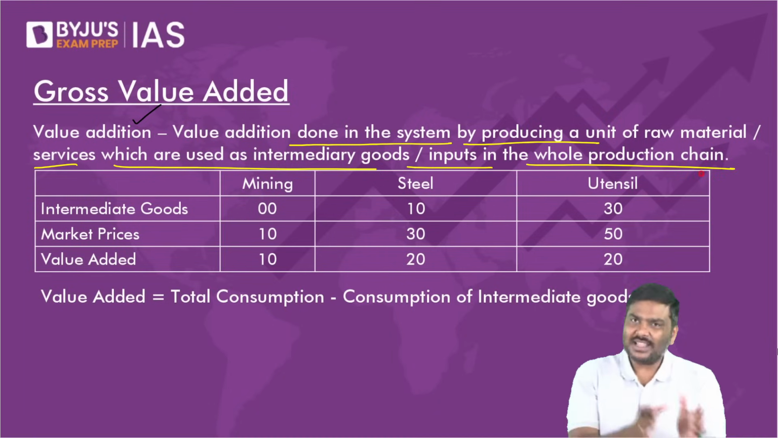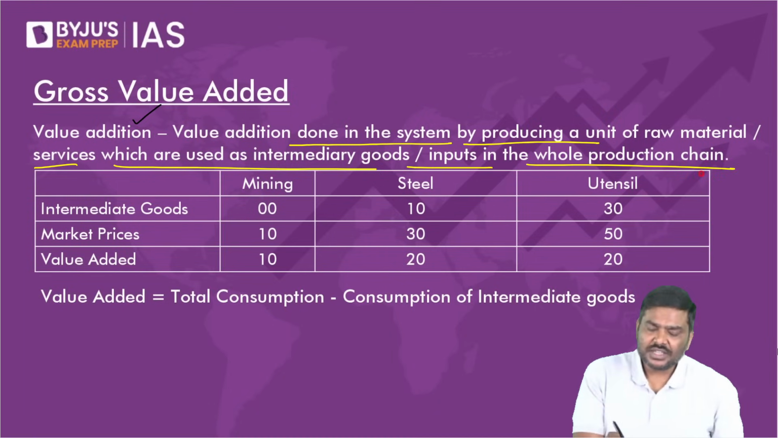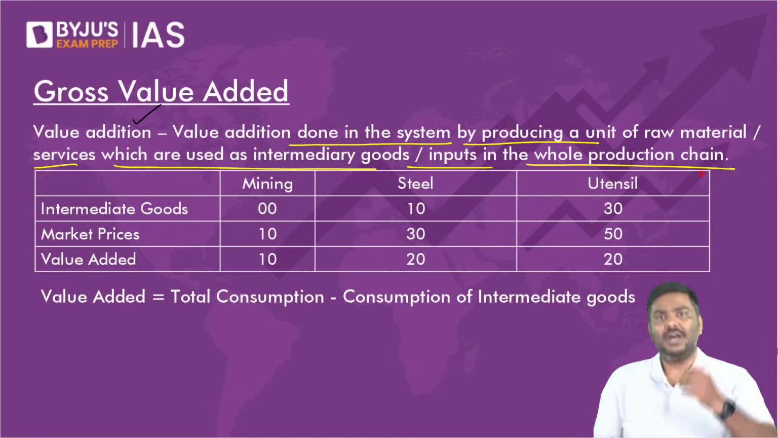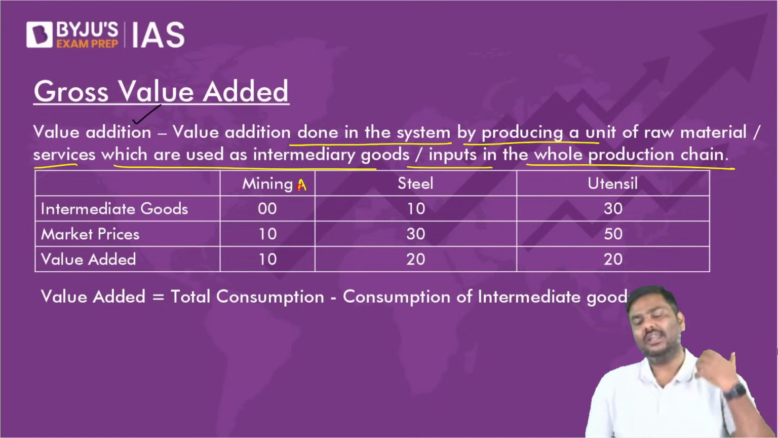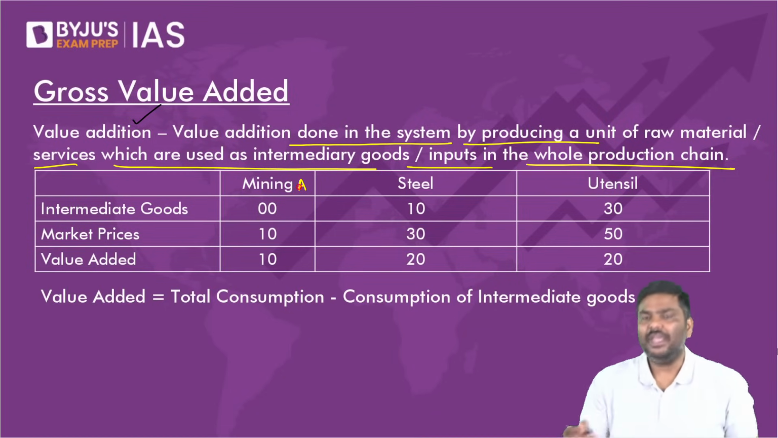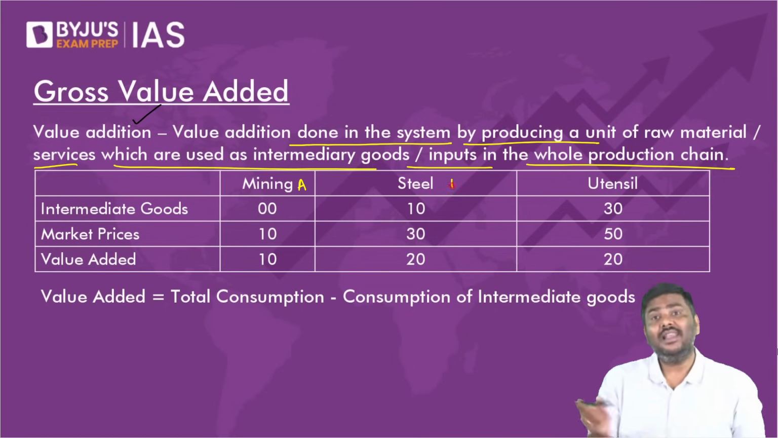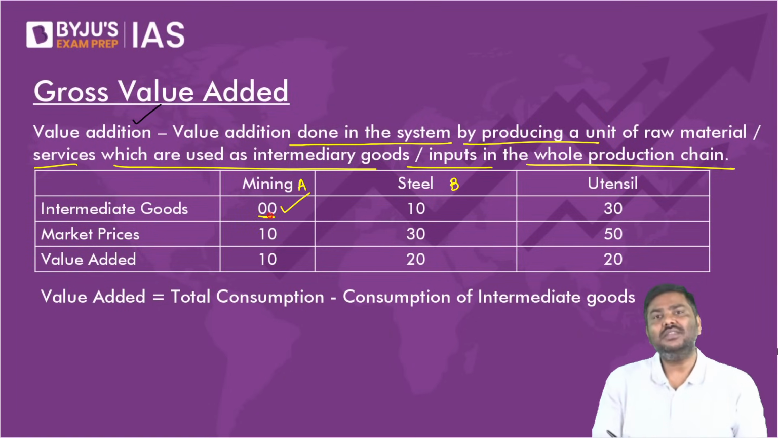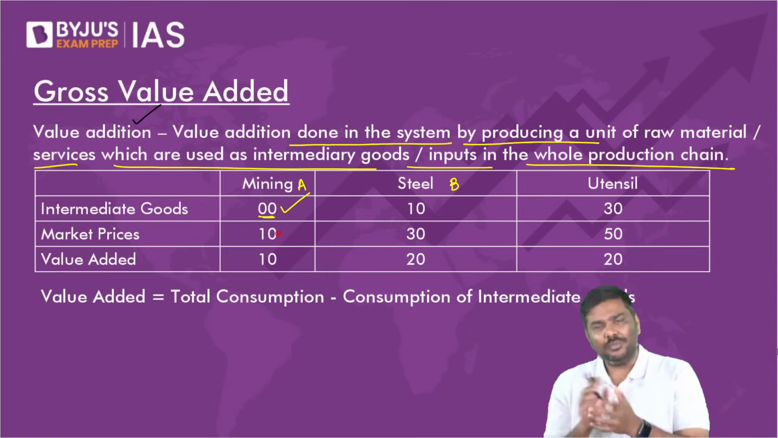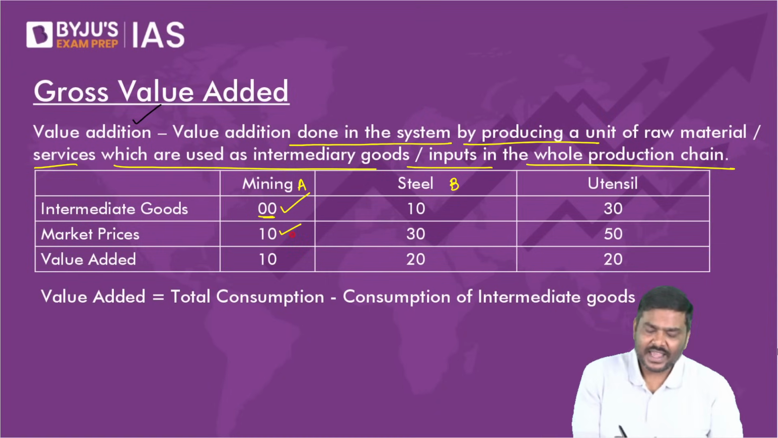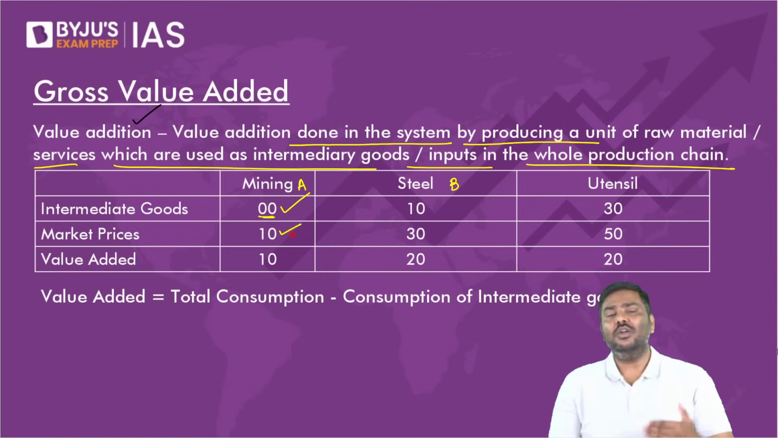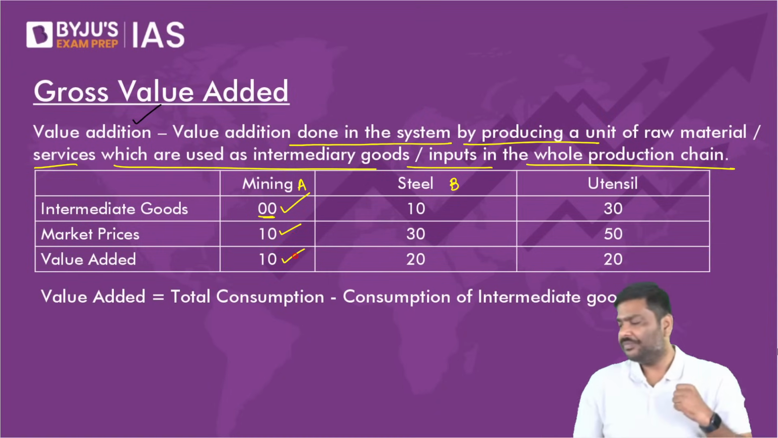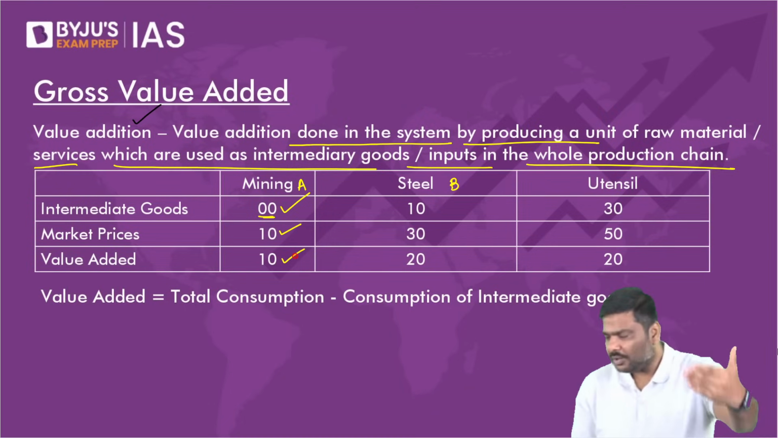Now, I'll take the same example. Let's imagine company A will mine out iron ore and sell it to company B. No raw material is used by company A, so the value of raw material is 0 rupees, and the market price of, let's say, the iron ore is 10 rupees. Now, can I simply say company A has added value of 10 rupees to the economy?